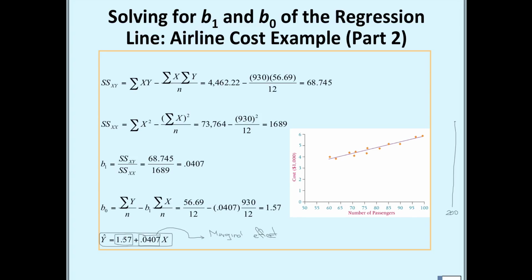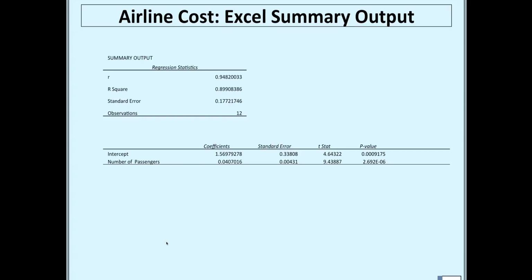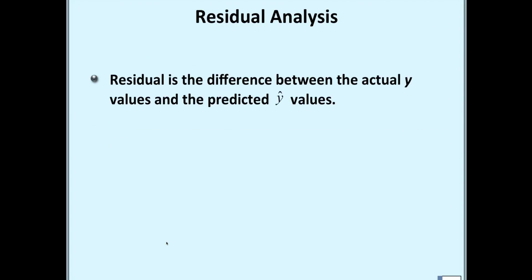Y hat is equal to 1.57 plus 0.0407 times x. One of the things you must do when you're dealing with such models is looking at the residual values. It's very important to look over residual values, because if your residual values do not have some characteristics, then your models are not working. So it's vitally important, after running your regression lines, to look at the residual plots and see how things are going to work.